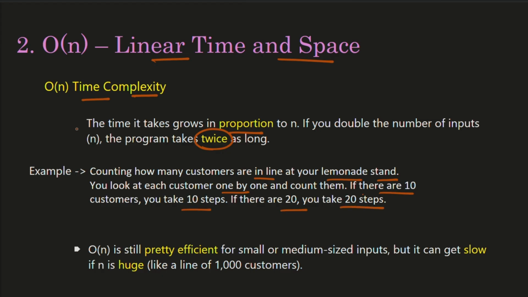Lemonade stand analogy: serving lemonade to each customer in line. For each customer, N, you pour one glass, so more customers mean more pouring time. Why it's okay? O of n is still pretty efficient for small or medium-sized inputs, but it can get slow if n is huge, like a line of 1,000 customers.